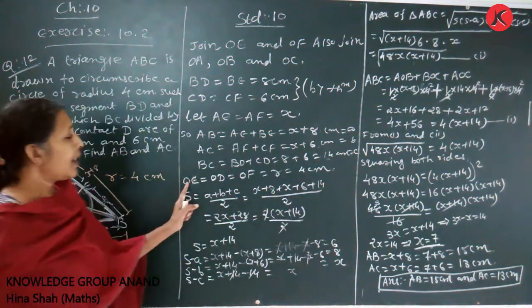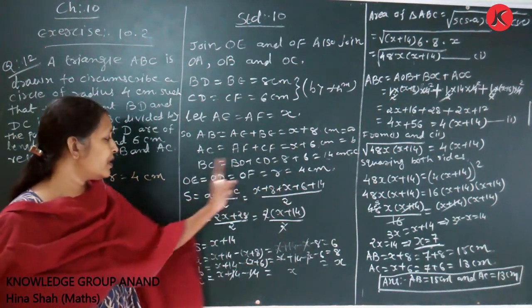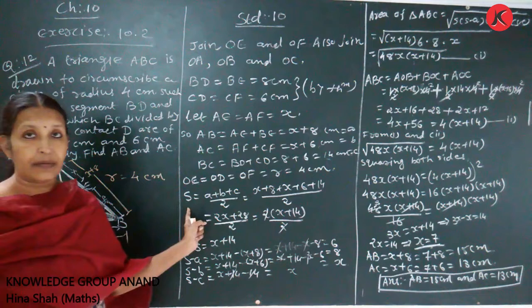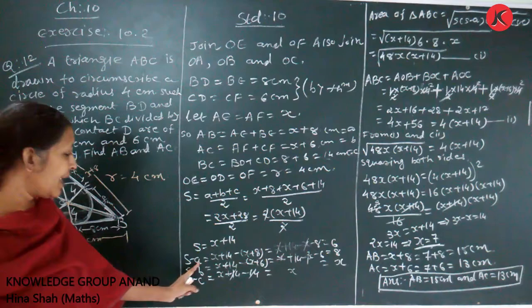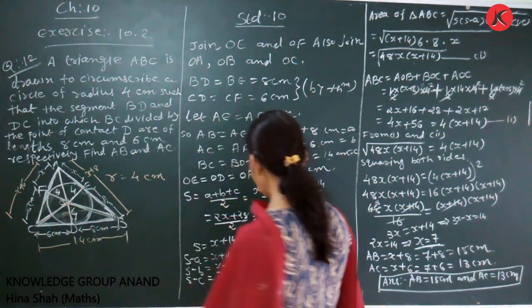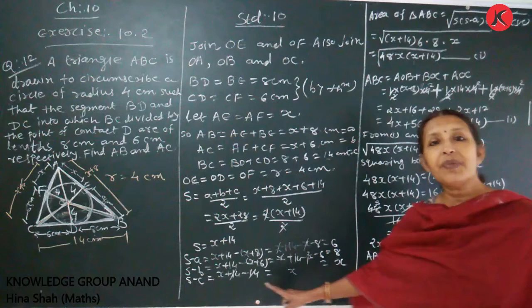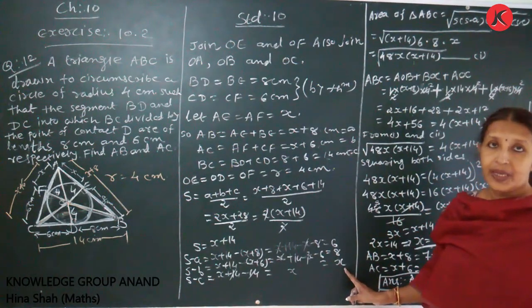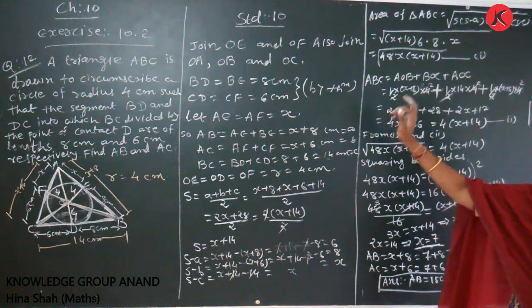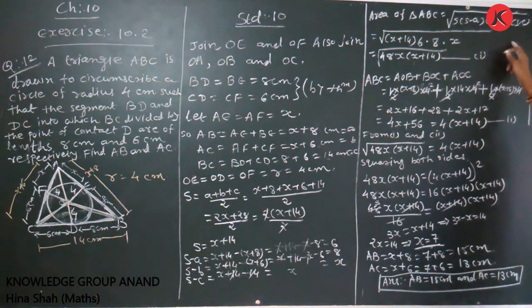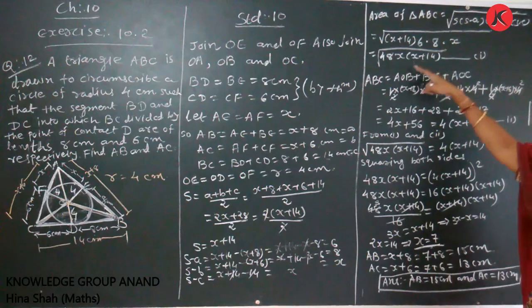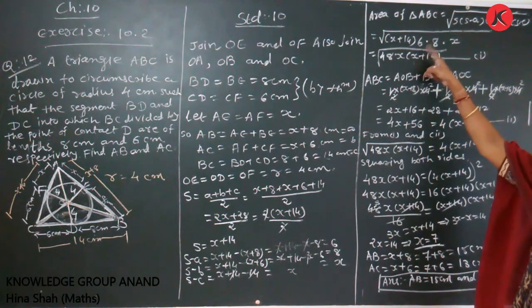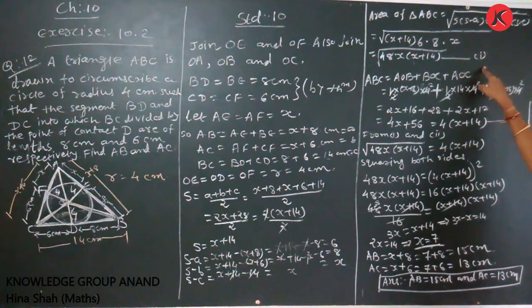Here, the radius is equal to 4 centimeter. First we find the semi-perimeter, and its measure is S is equal to x plus 14, S minus A is equal to 6, S minus B is equal to 8, and S minus C is equal to x. Find the area using Heron's formula. Area of triangle is under root S into S minus A, S minus B, S minus C, which is under root x plus 14 into 6 into 8 into x, equal to 48x into x plus 14, result number 1.